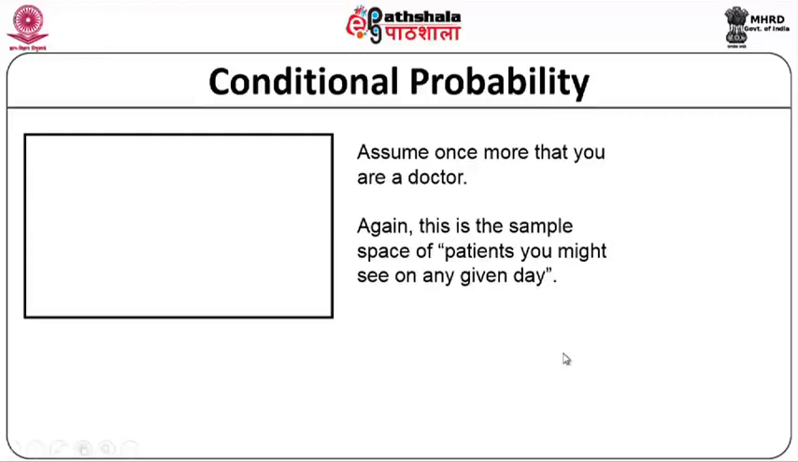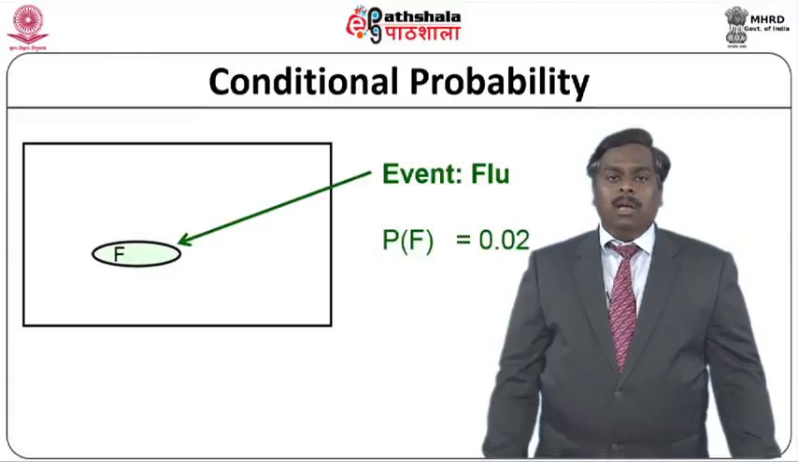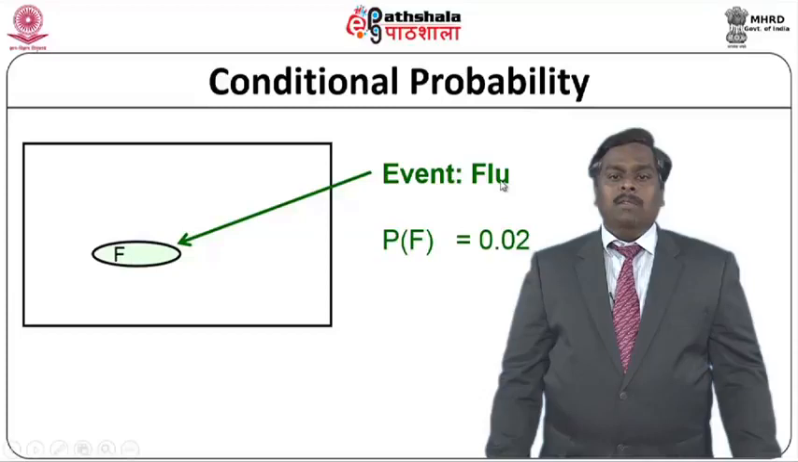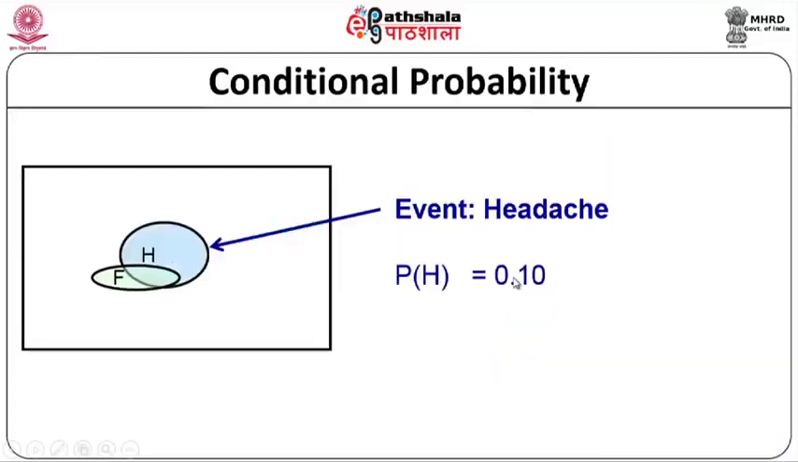Assume you are given a sample space which indicates all the patients who visit your hospital or clinic on one day. Now, there are a few patients who have flu. So, the chance of patients having flu is indicated by the respective probability P of F, which is equal to 0.02, which we have already discussed. There is also a chance that a few of the patients have headache. So, the probability of a patient having headache is say 0.1.